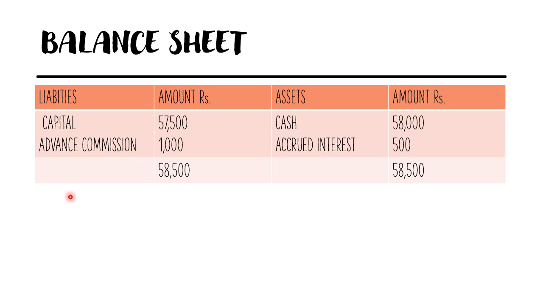Then advance income. Advance income will be added to cash and it will be added in the liability side. If you are receiving the income, it will be added in cash and added in capital. Okay. If you are making the expenditure, payment of expenditure, reduced from cash and reduced from capital. Okay. So this was the summary of the problem which we solved.